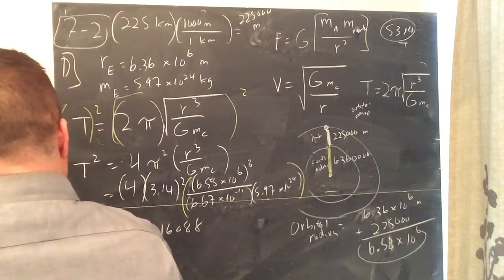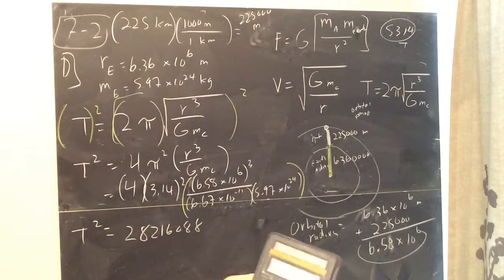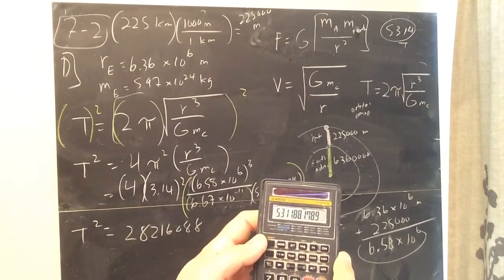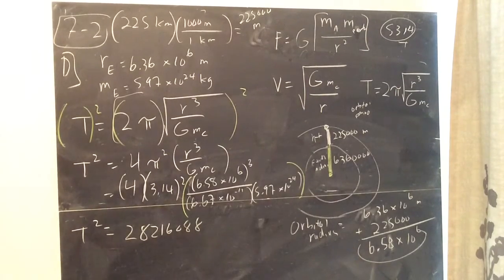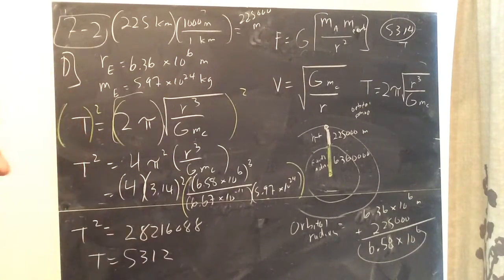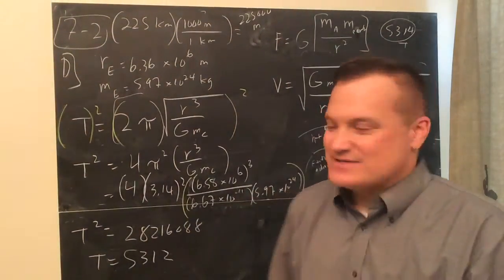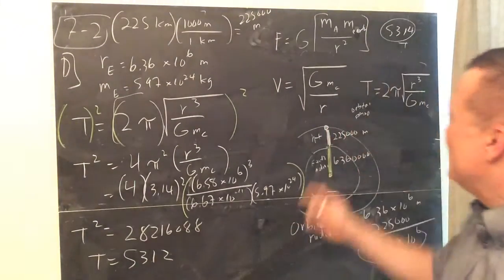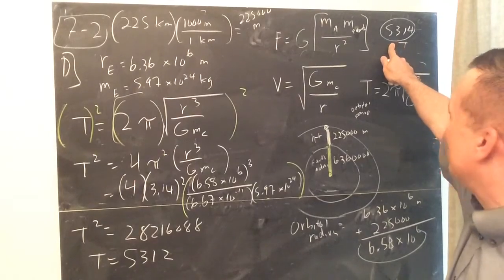282.16088 is T squared, but then I'm going to get the square root of that number. And the square root I get to be 5312. Okay, it worked. But let me show you something. I got 5312 as my period. I did it the short way a moment ago, and I got 5314.